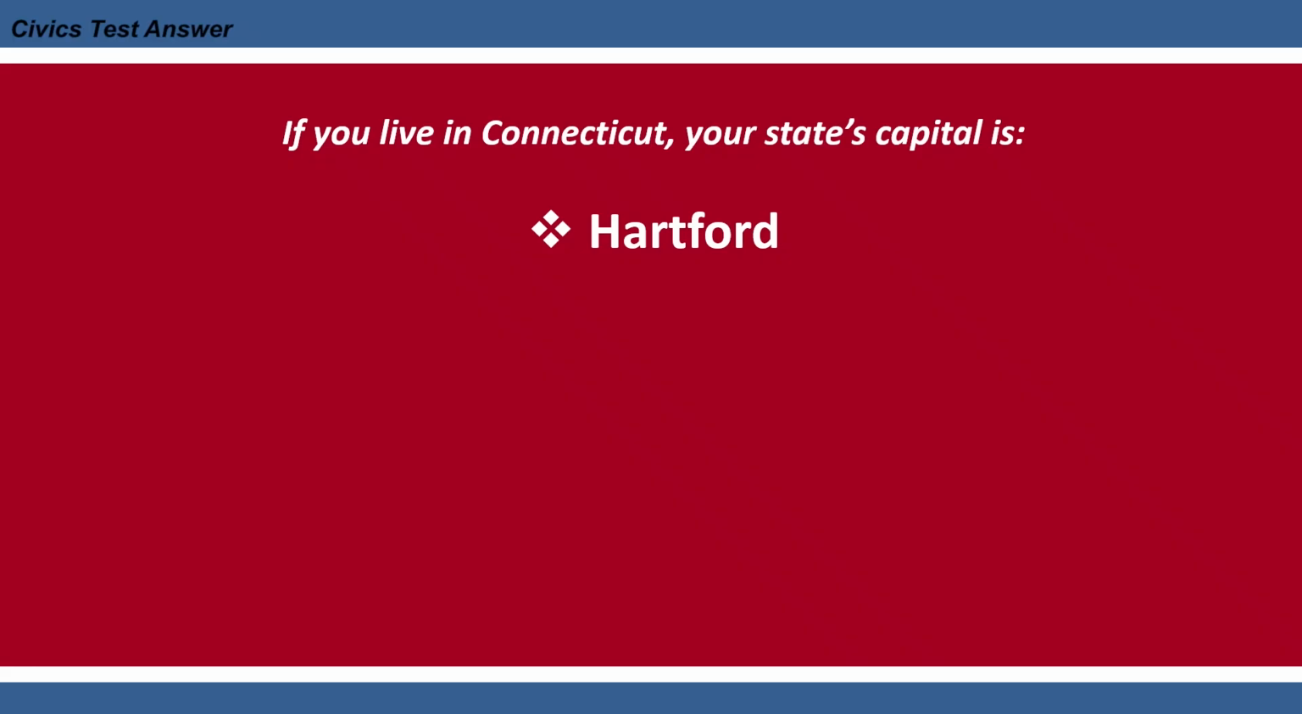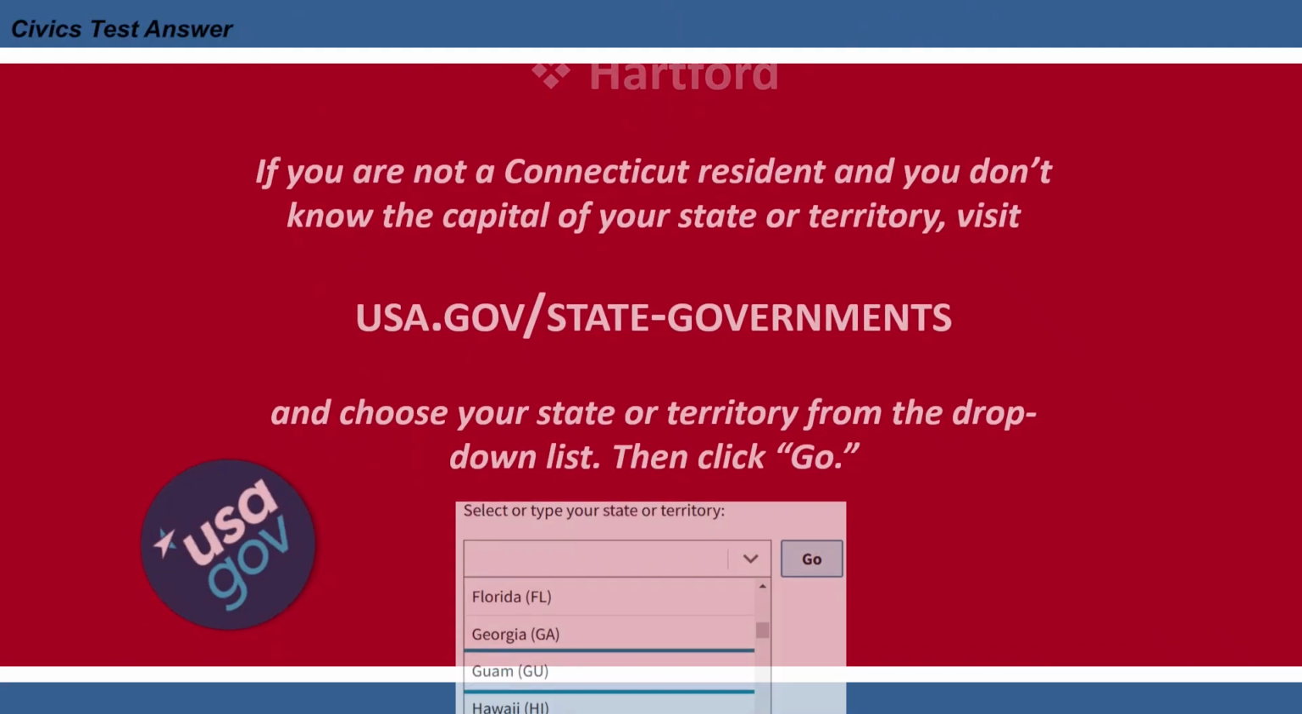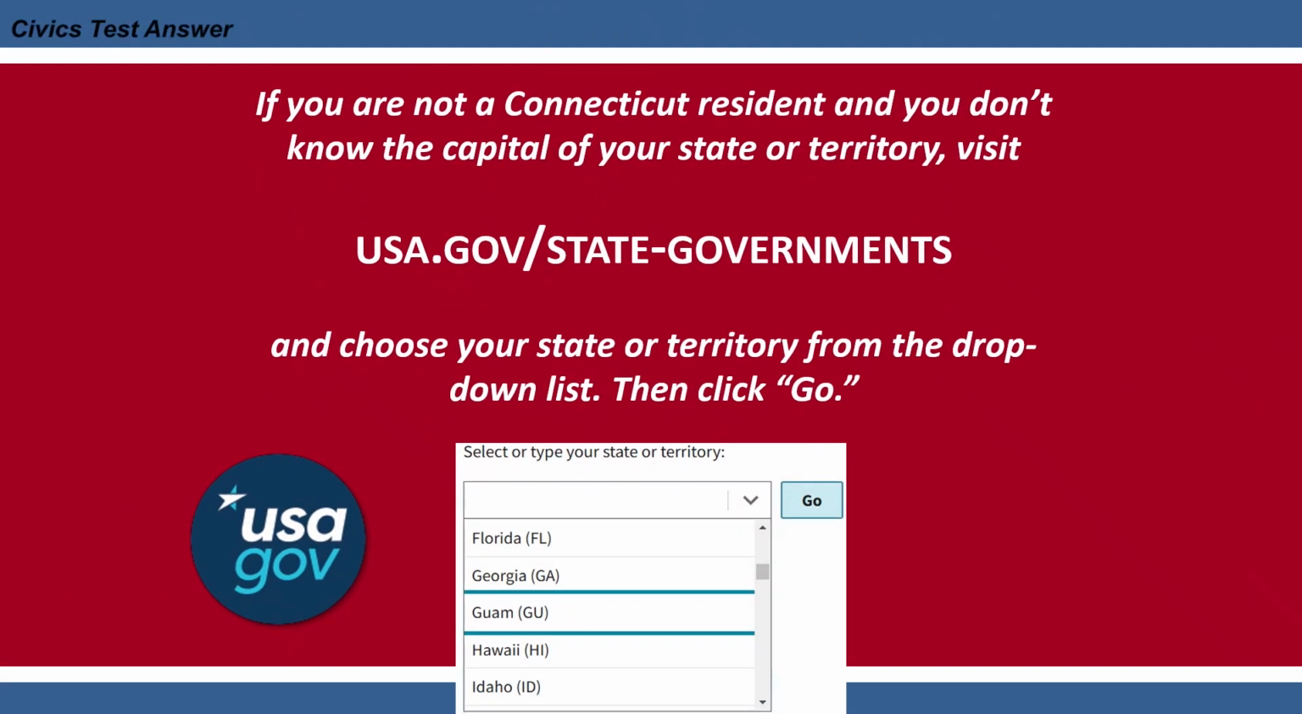However, if you are not a Connecticut resident, you have a different state capital. If you're not a Connecticut resident and you don't know the capital of your state or territory, visit usa.gov/state-governments and choose your state or territory from the drop-down list. Then click Go.